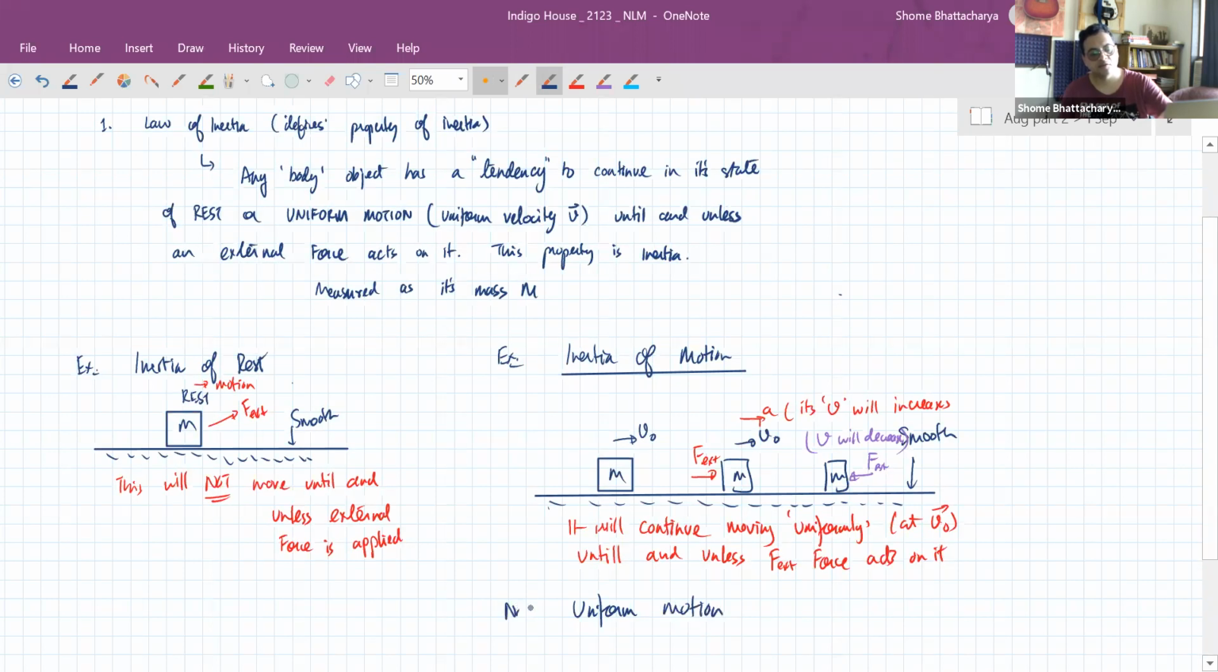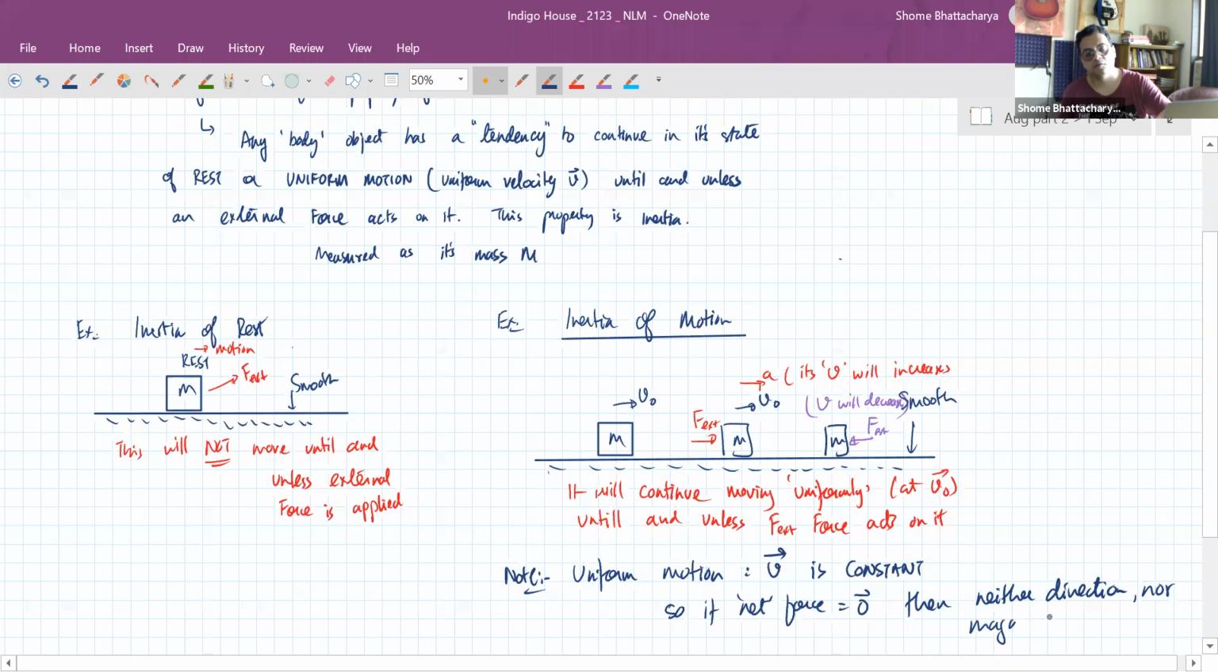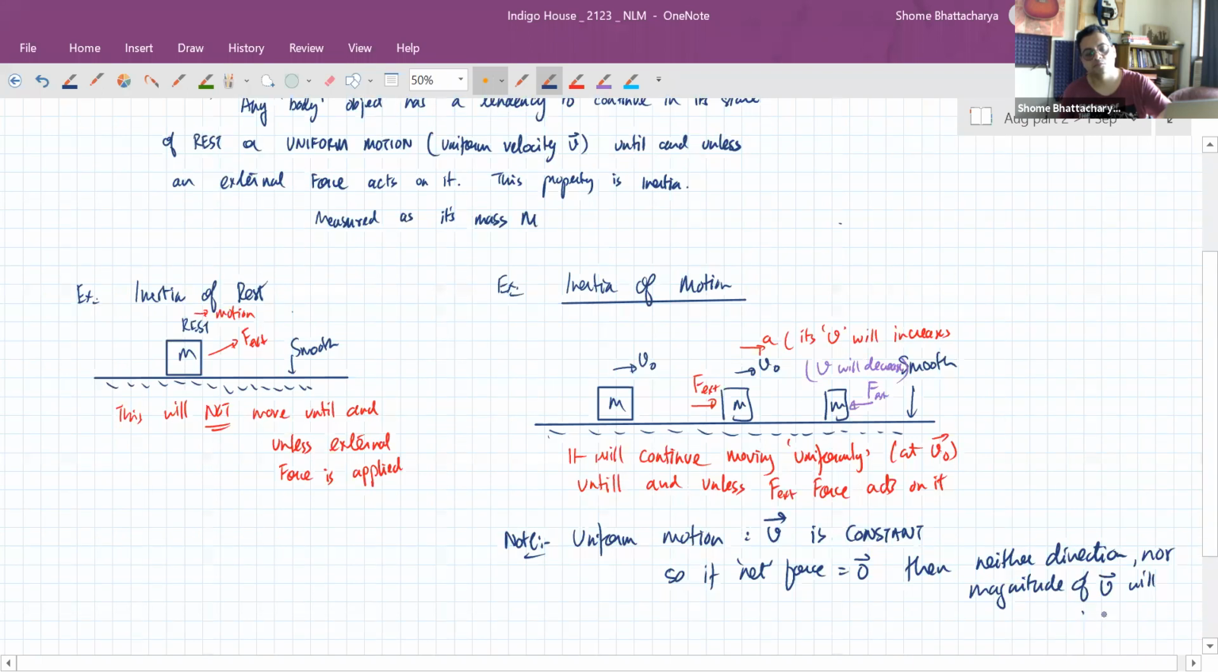Okay, so when we say uniform motion, it means that the velocity v is constant. So if net force equals 0, then neither the direction nor the magnitude of the velocity v will change. Even to change the direction of a moving body, we need to apply some force.